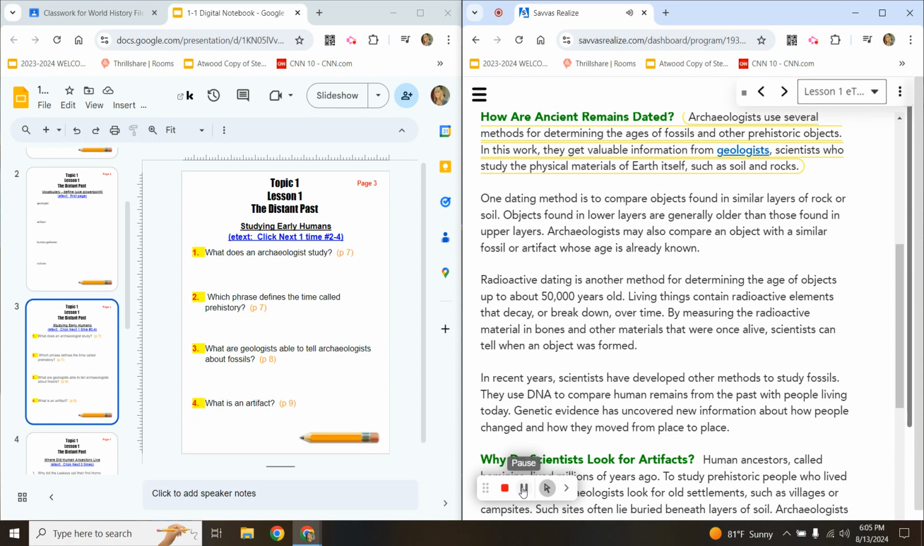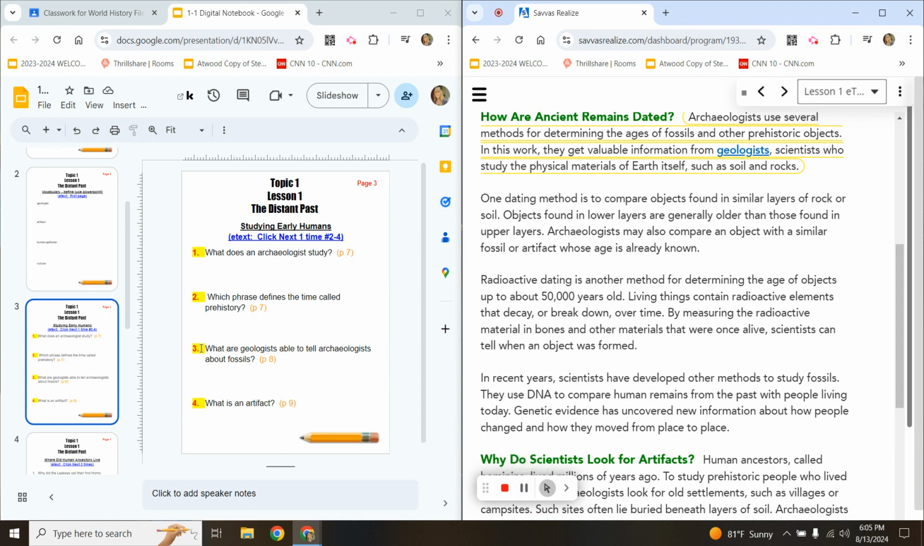Radioactive dating is another method for determining the age of objects up to about 50,000 years old. Living things contain radioactive elements that decay or break down over time. By measuring the radioactive material in bones and other materials that were once alive, scientists can tell when an object was formed. In recent years, scientists have developed other methods to study fossils. They use DNA to compare human remains from the past with people living today. Genetic evidence has uncovered new information about how people changed and how they moved from place to place.